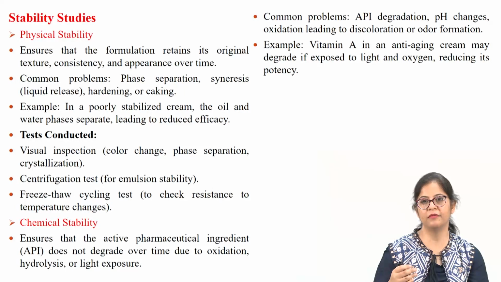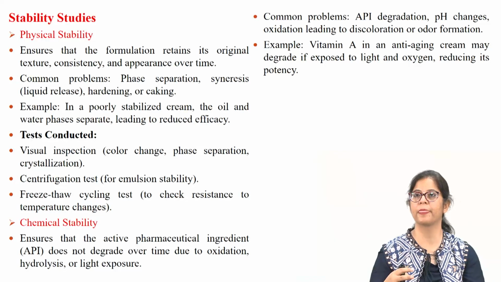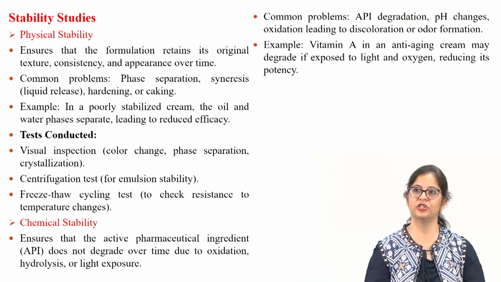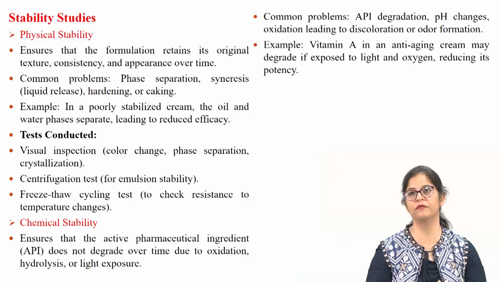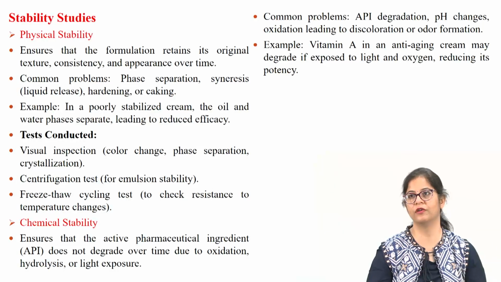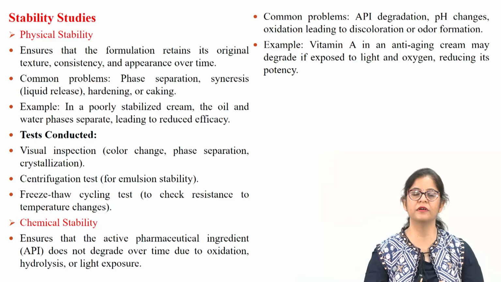For chemical stability, the active pharmaceutical ingredient is tested. It should not degrade over a time period due to oxidation, hydrolysis or light exposure. API degradation, pH changes, and oxidation leading to decoloration or odor formation can occur. Vitamin A is an anti-aging cream ingredient which may degrade if exposed to light and oxygen, reducing its potency. So, it is a clear-cut example of chemical destabilization of the drug.